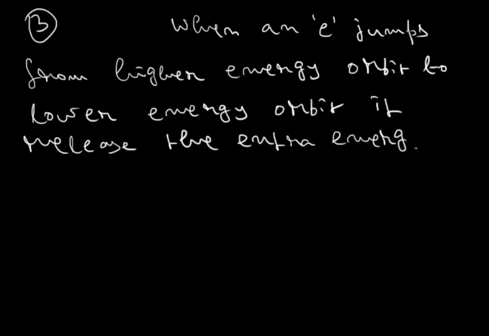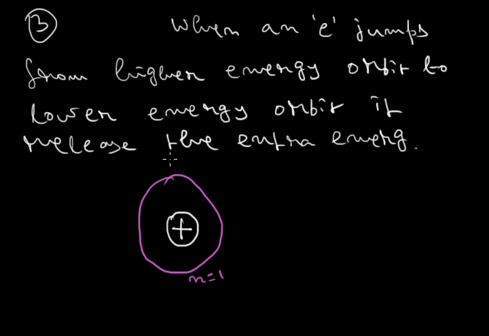Let us discuss that with a figure. Let this plus charge indicate the nucleus, and around the nucleus there are orbits. This is called the first orbit, that is the n equal to 1 orbit, and after that it is the second orbit, that is the n equal to 2 orbit.